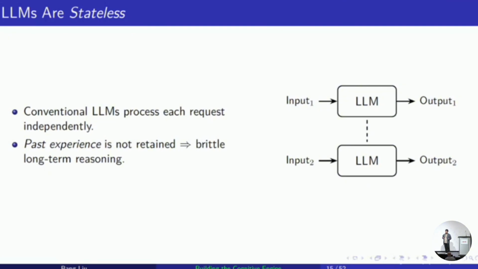First, LLMs are stateless, right? Whenever you give an input to the LLM, it gives you an output. But next time, if you give it a new input, it doesn't have memory about your last conversation. If you think about ChatGPT, how it works is that every time you input new text, it concatenates it with the historical information. So each single pass is stateless. The past experience is not retained.